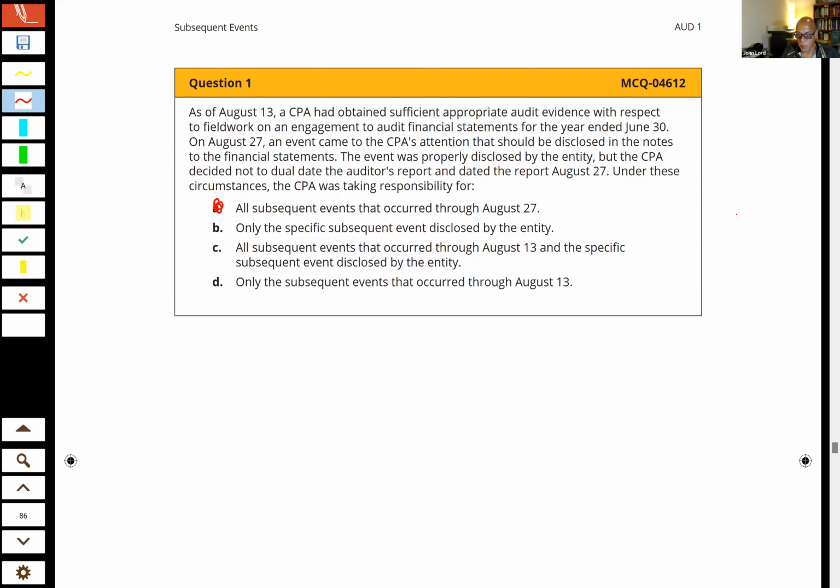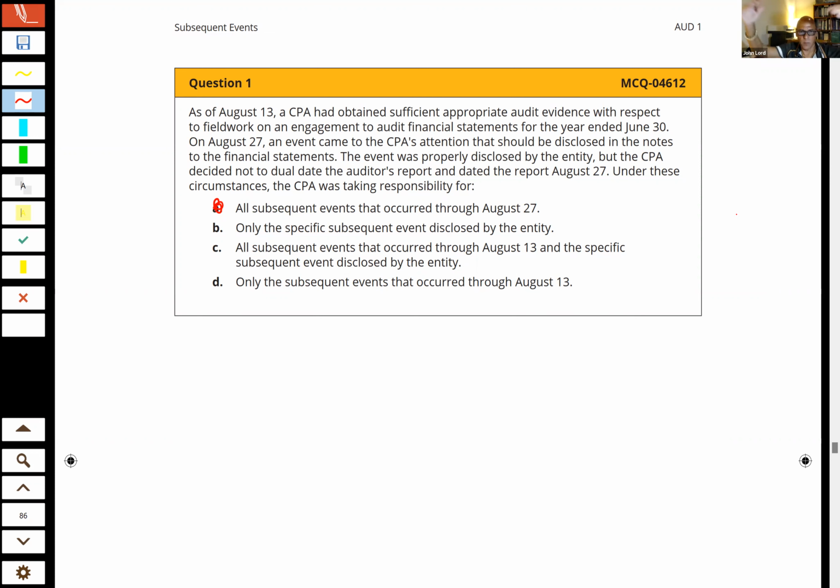Now, if they dual dated it, okay, then what? Then B would have been the right answer. It would have taken them to only the specific subsequent event. They had two dates, August 13th and 27th. Then B would have been correct. All subsequent events that occurred through August 13th and the specific event is what I just described. B, only the specific subsequent event disclosed by the entity.